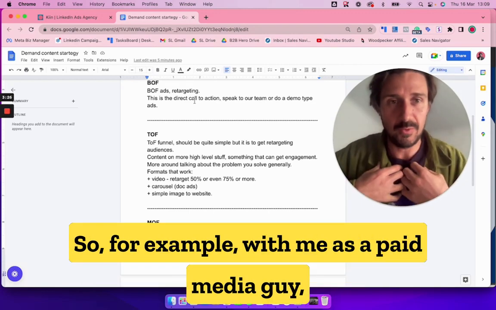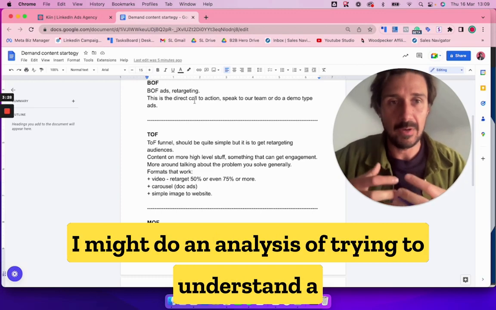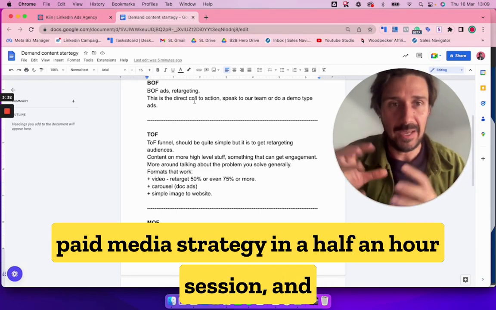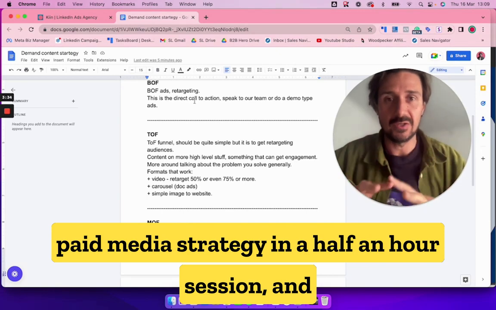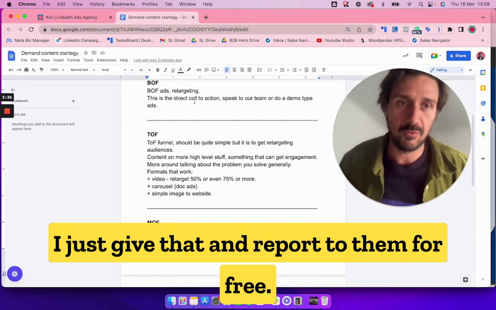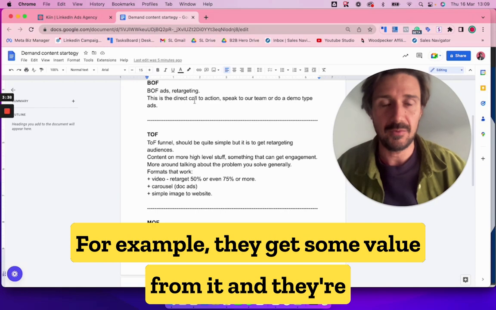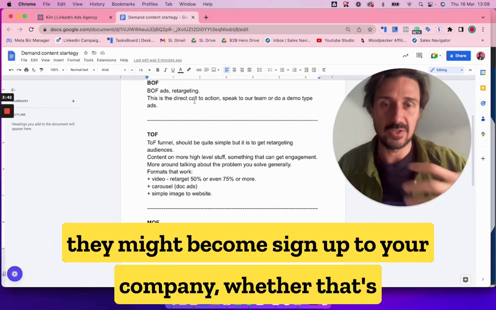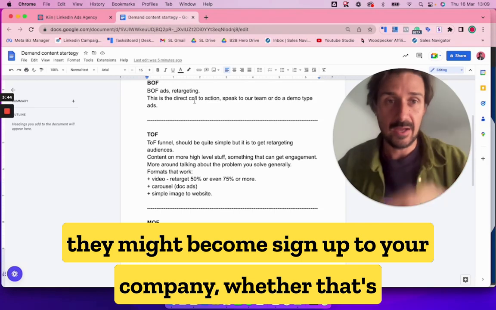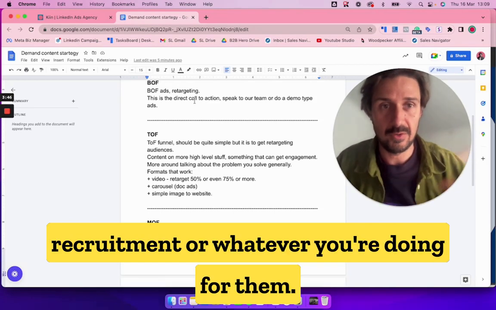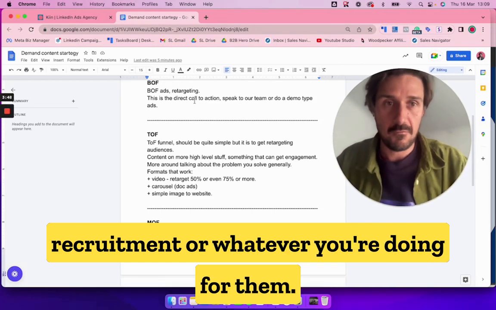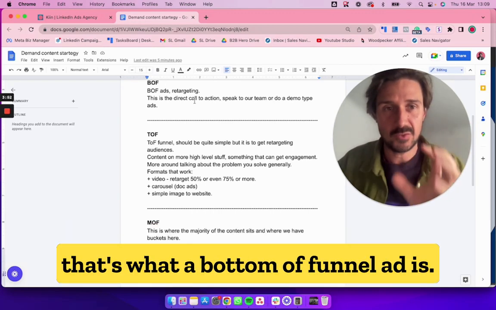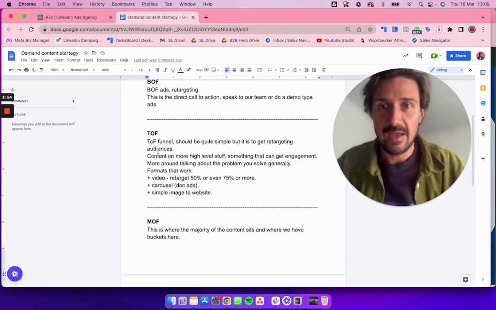For example, as a paid media guy, I might do an analysis to understand a paid media strategy in a half-hour session, and I just give that in a report to them for free. So they get some value from it, and if you give them a little bit, they're more likely to sign up to your company, whether that's recruitment or whatever you're doing for them. Maybe that bridge is important to think about, but that's what a bottom of funnel ad is.